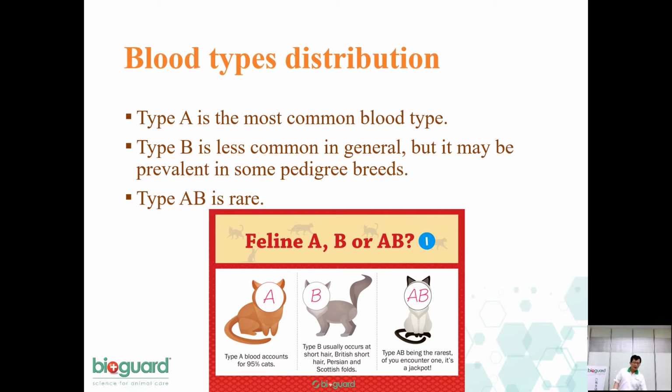So how is the blood type distributed among the cats? Based on the dominance of the different alleles, we can easily see type A is the most common blood type among the cats, and type B is less common. Generally, it may be prevalent in some particular breeds, and type AB is rare among the cats.